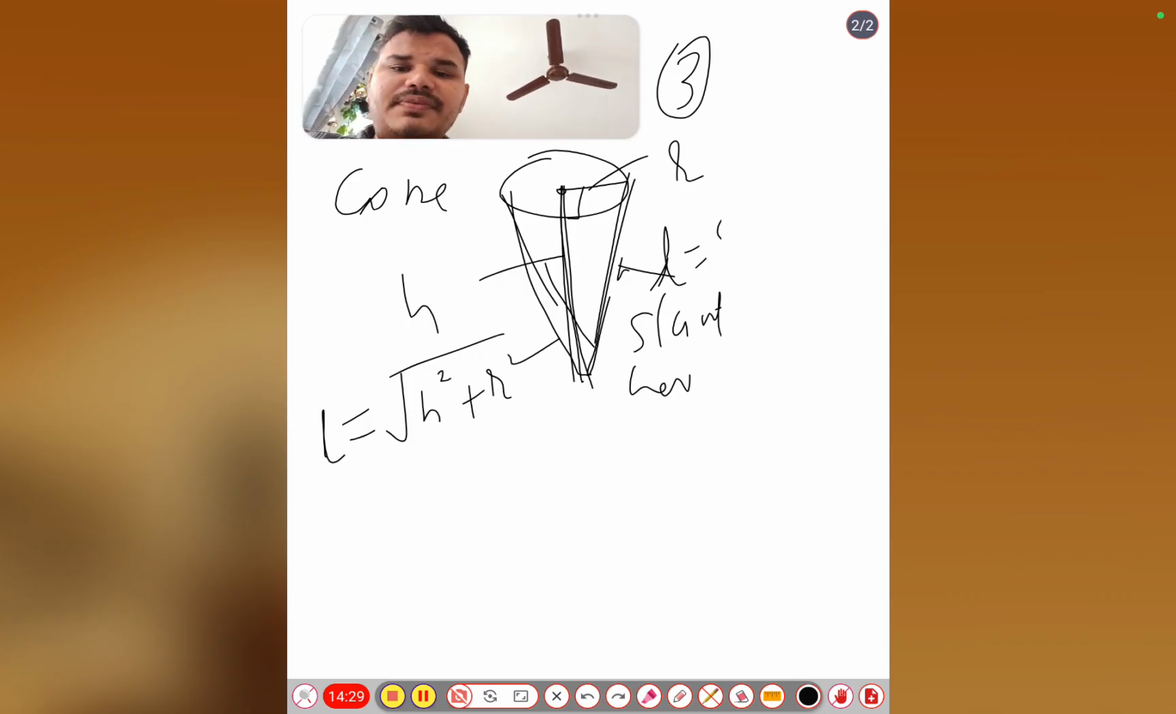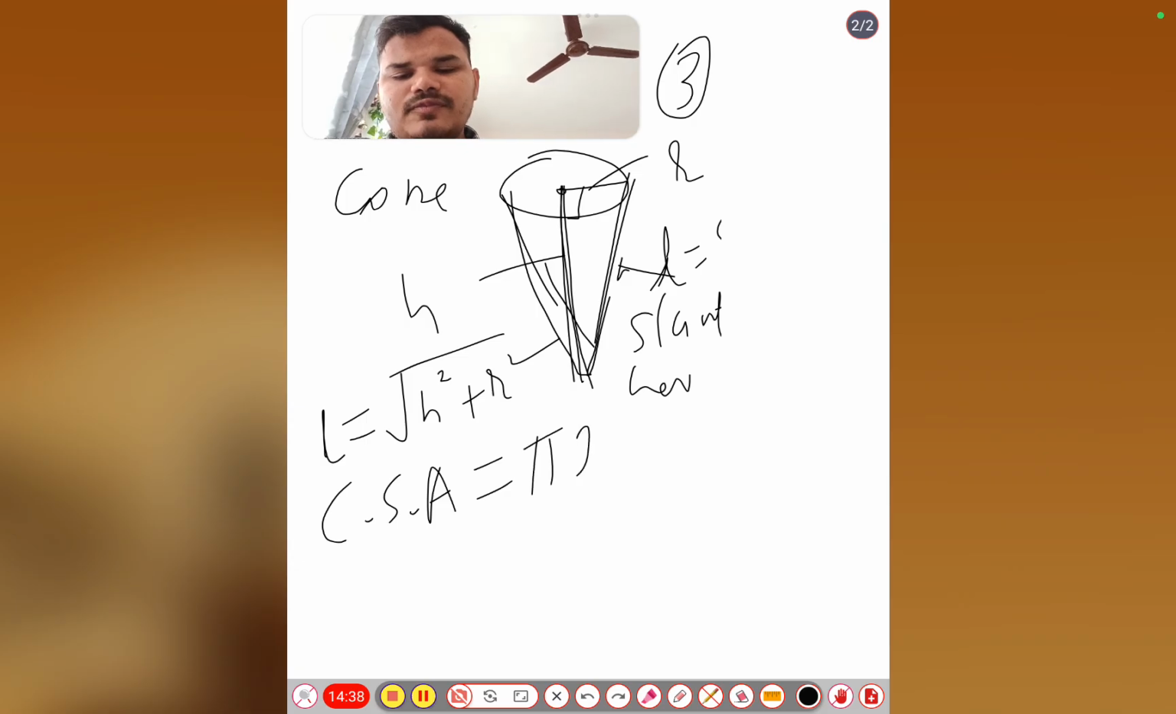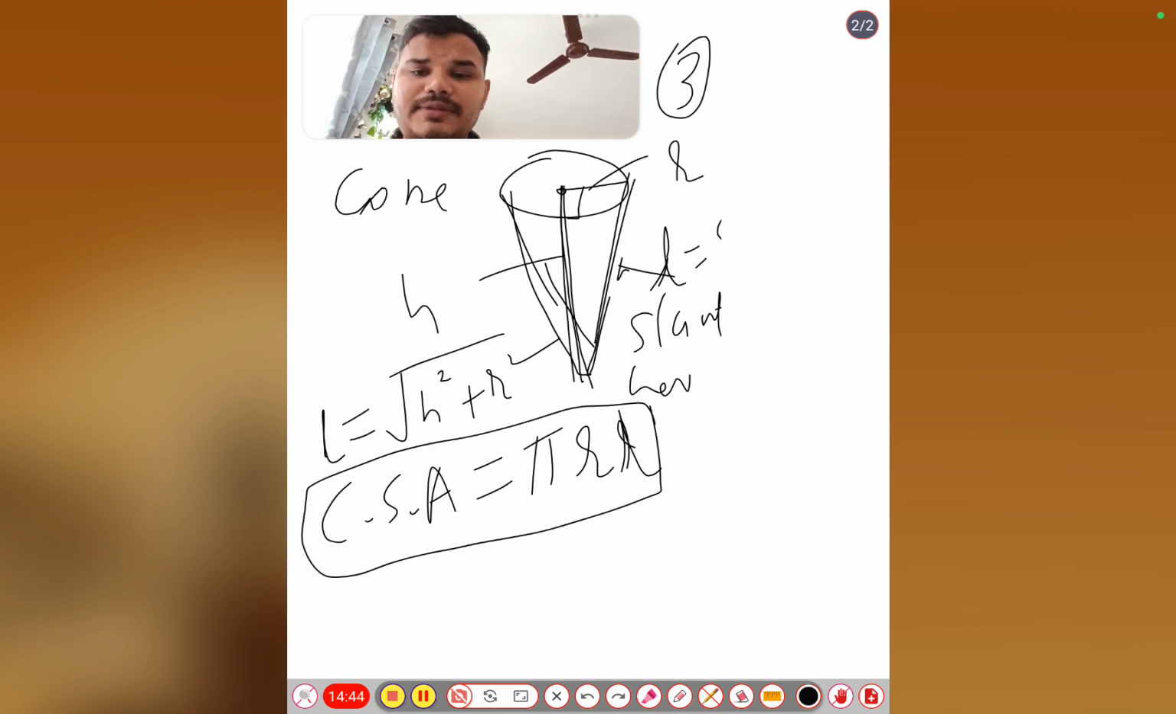The curved surface area of the cone has the formula pi r L. So we will get the curved surface area, it's pi r L, right? Always remember the area should be in square units.